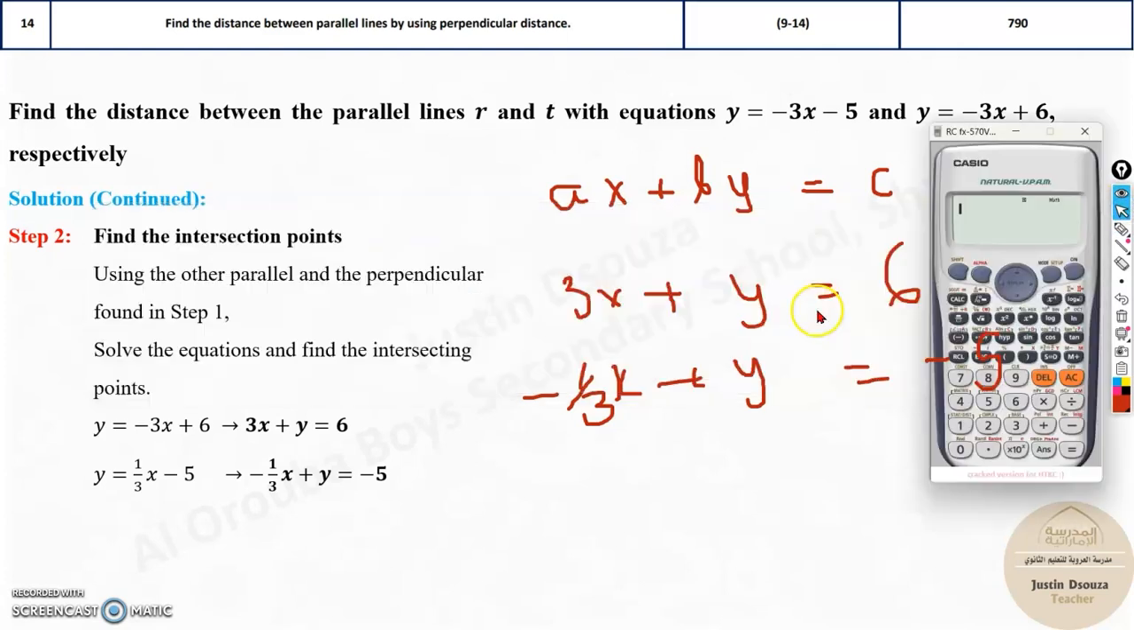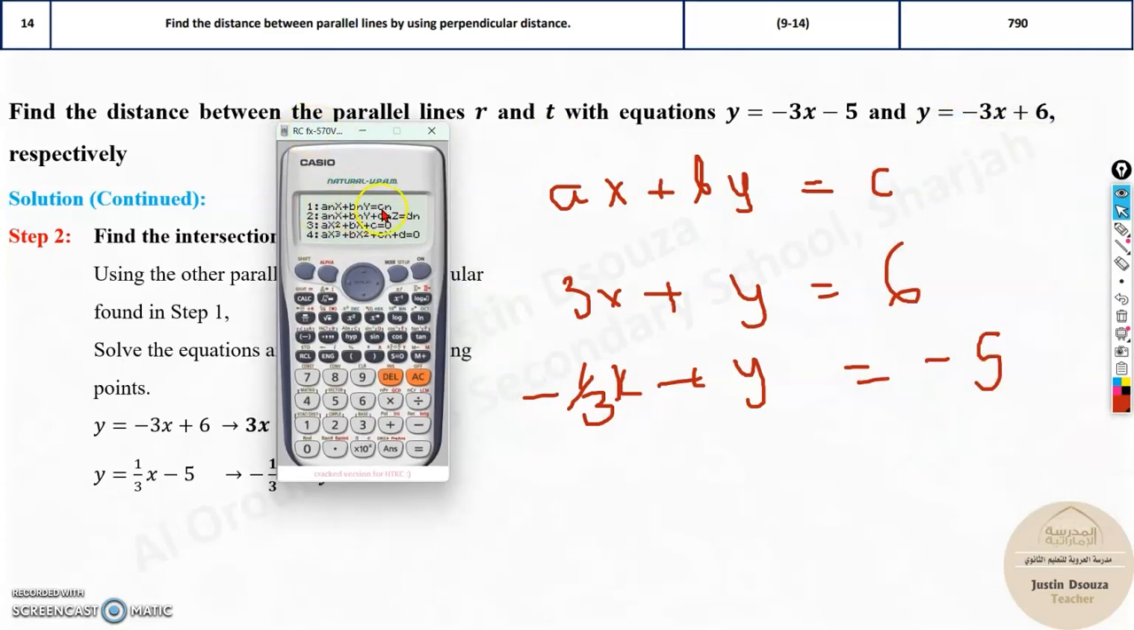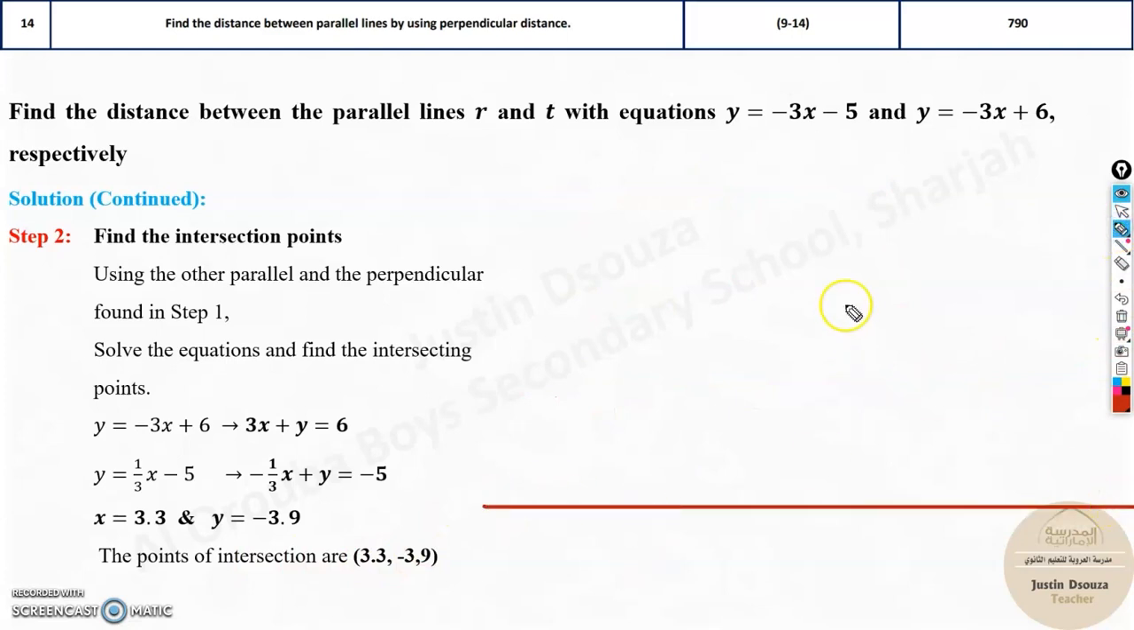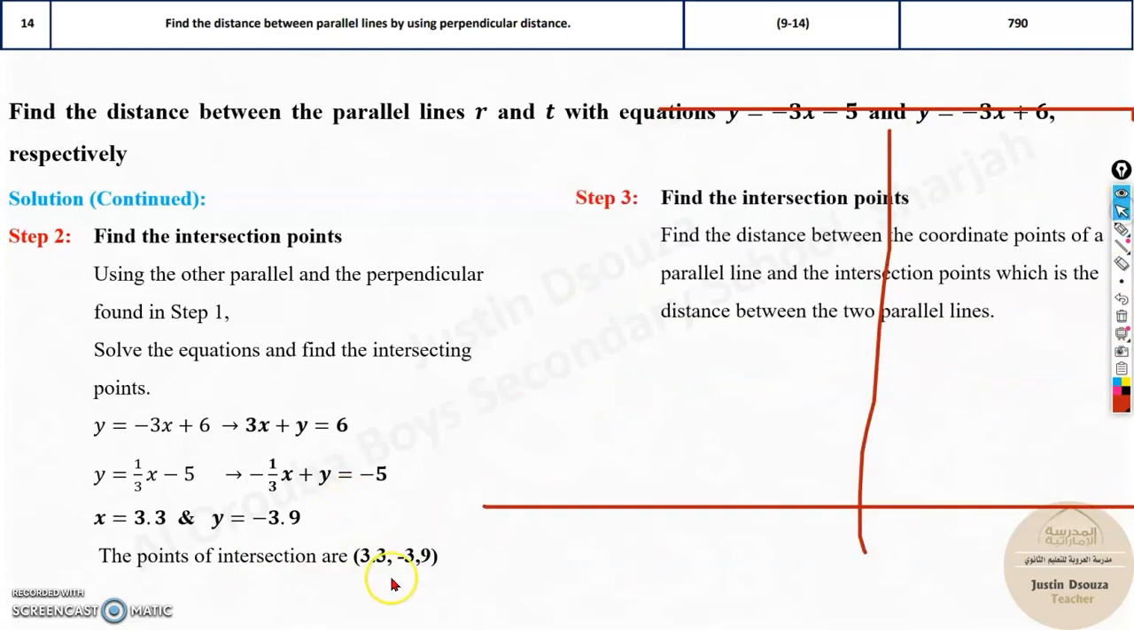Now you can easily put them in the calculator by mode 5, and this is the equation for linear, ax plus by equals c, that is 1. Now put in the coefficients 3, 1, 6. And lastly over here, minus 1 by 3, 1 and minus 5. What's the answer? 3.3 and negative 3.9. So x and y value, the point of intersection. So basically, the point of intersection over here we found out.